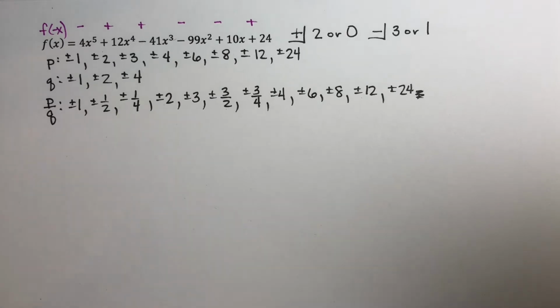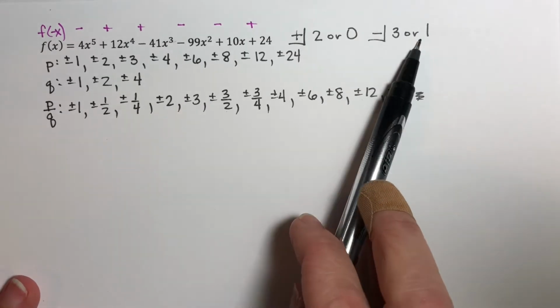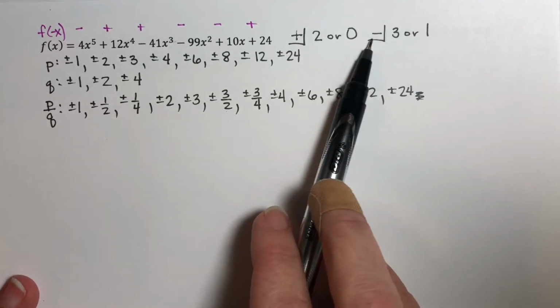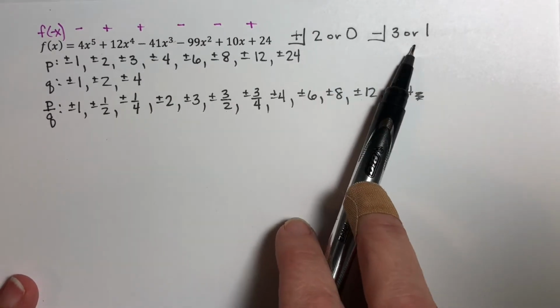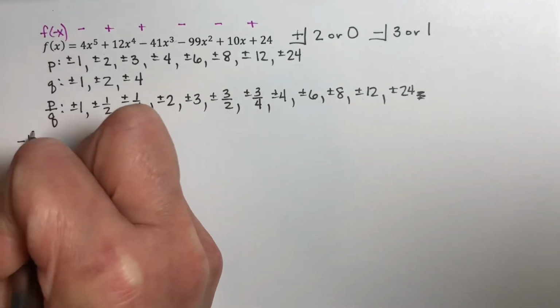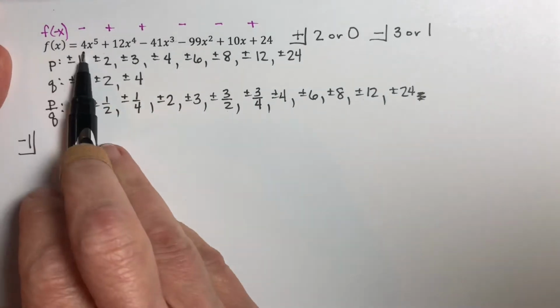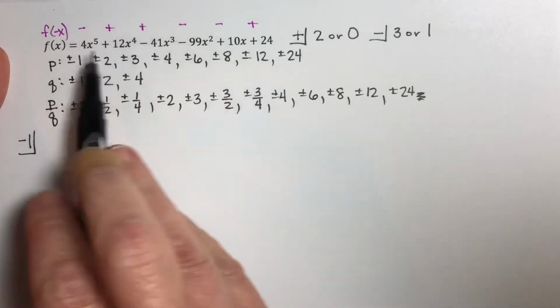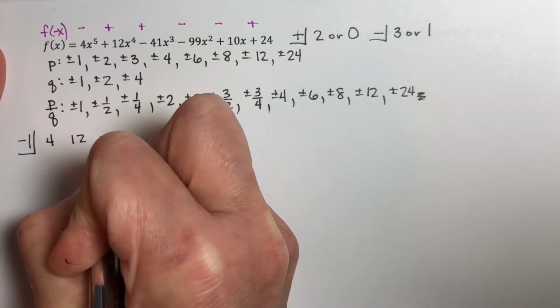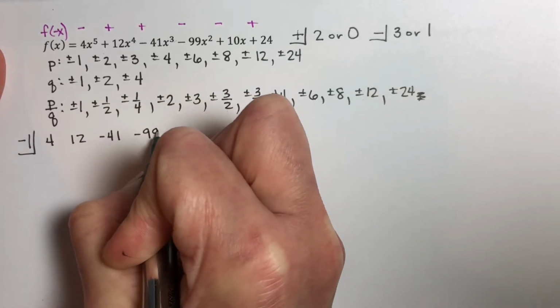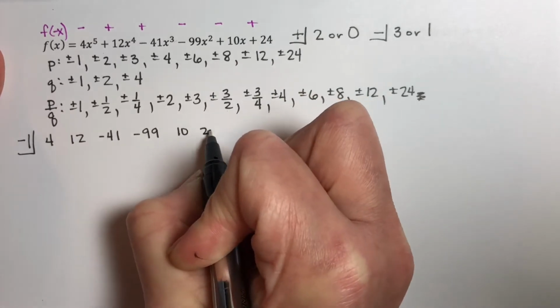Okay, so we just need to make a guess and go with it. I've started off checking positive numbers on the other ones, so I'm just going to start off with negatives here, especially since I know I have at least one of those. Now, I might not have any rational negative solutions, but there's a decent chance I do. So let's just start off with -1 and see where we end up. Write down your coefficients here. They are all here. Nothing is skipped over. So 4, 12, -41, -99, 10, and 24.